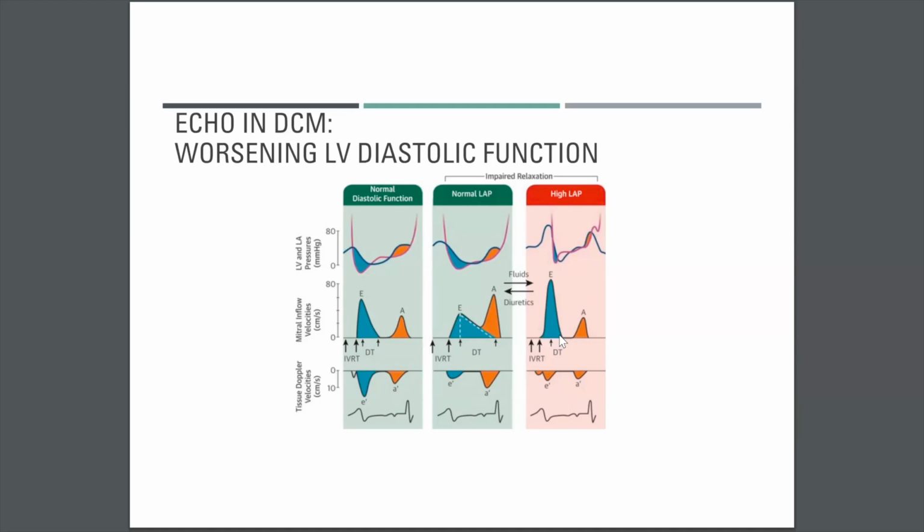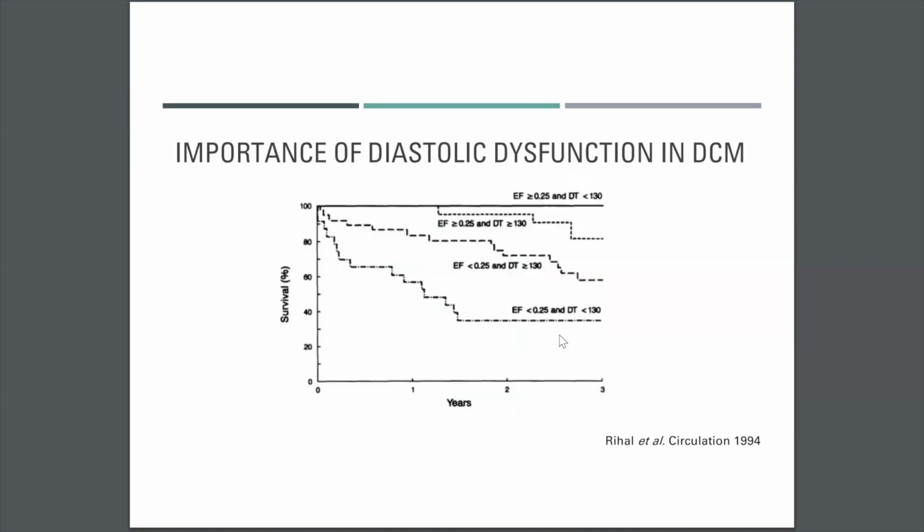The reason why this finding is important in dilated cardiomyopathy is that, again, this is a very seasoned study, but a good study where people looked at echo findings in patients with dilated cardiomyopathy. Those with low EF and those with a restrictive filling pattern did worse over a 3-year follow-up, with quite high mortality of 40%. Okay.